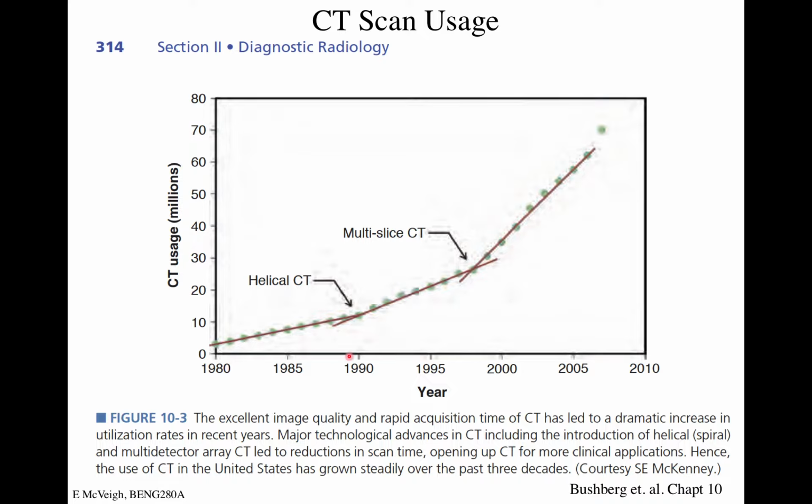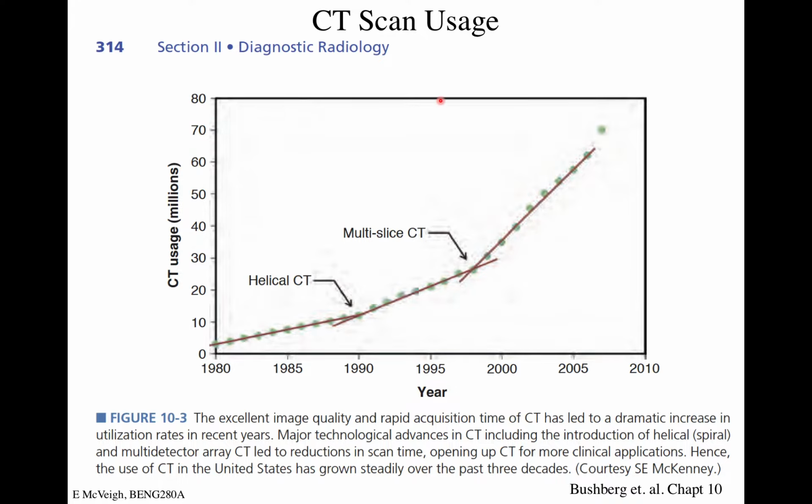So this is the history of CT scanning from the early 80s. Remember, Hounsfield did it in 72 over here, right? And then by the end of the 70s and the early 80s, we had clinical machines that were pretty widely available. But you can see the usage was in the low millions of scans a year. And then over the decades, and this is only going up to 2007 or 2008, you can see the number of CT scans done in the United States is getting upwards of close to 100 million. It's over 100 million now.